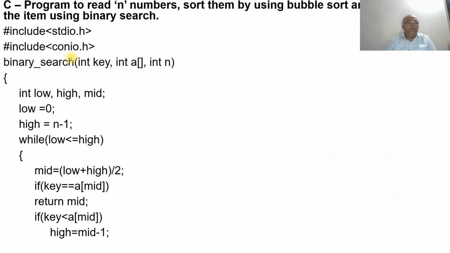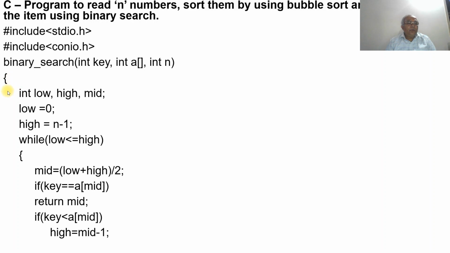So in this video, we are going to discuss a C program to read n numbers, sort them using bubble sort, and search for an item using binary search. Here we include stdio.h and conio.h, the two header files. We are going to write a function binary_search with int key, int a and int n.